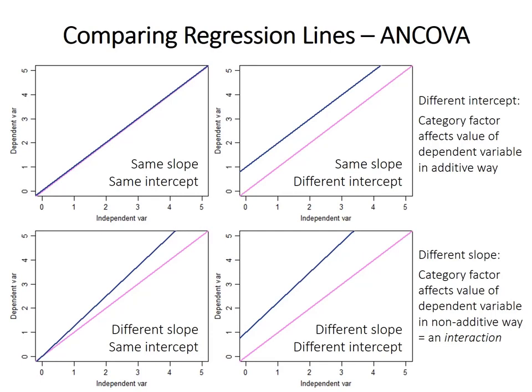It's also possible, like in the bottom row, that the category factor could have some sort of non-additive effect, and this is called an interaction. So in this case, the slope differs, and that means the continuous independent variable can have either a stronger or a weaker effect on the dependent variable, depending on which category we're looking at. In both cases, the blue category has a steeper slope, therefore the independent variable has a stronger effect on the dependent variable than in the other category.